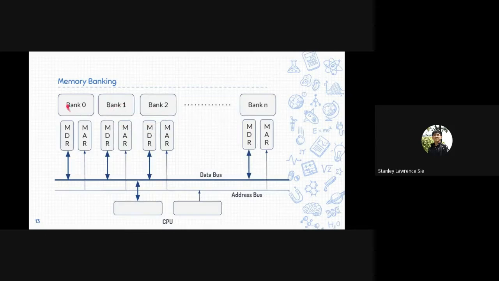So this is a simple illustration of how the memory bank would look like. Let's say we have a memory of n banks, and all banks share the same data bus and address bus. The MDR in here means the memory data register, and the MAR means the memory address register. This way, the vector processor can handle n parallel accesses at the same time if all the parallel accesses go to different banks.